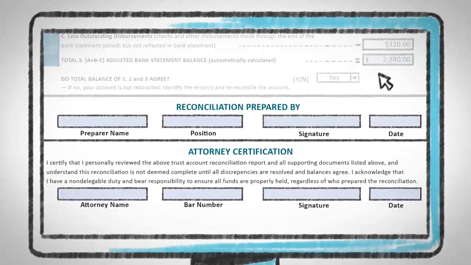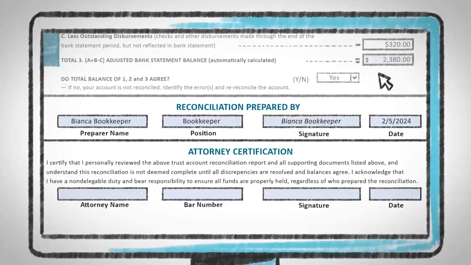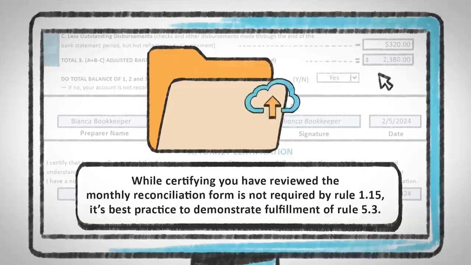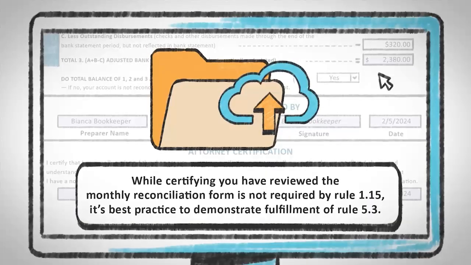If you are the preparer, sign the form, attach the record-keeping documents used to prepare the reconciliation, and send it to the supervising attorney to review. If you're an attorney doing the reconciliation yourself, you're done. Simply sign the reviewing attorney certification and save to your files.